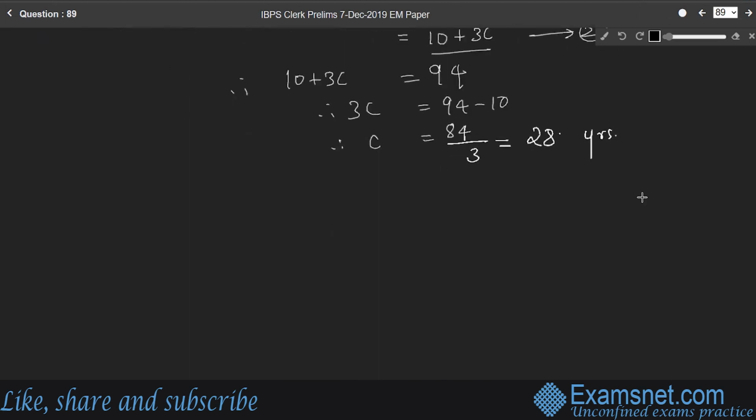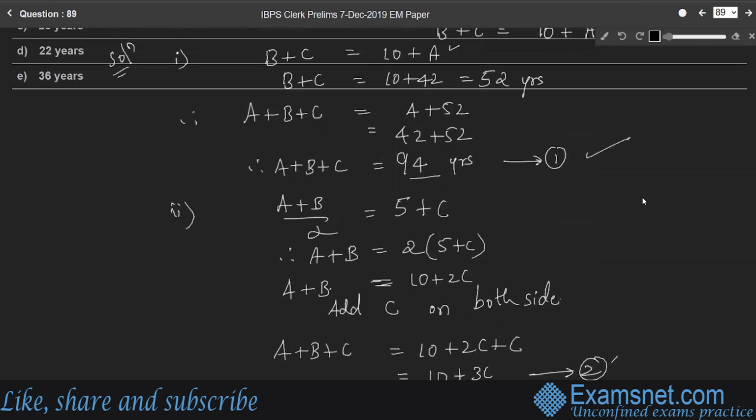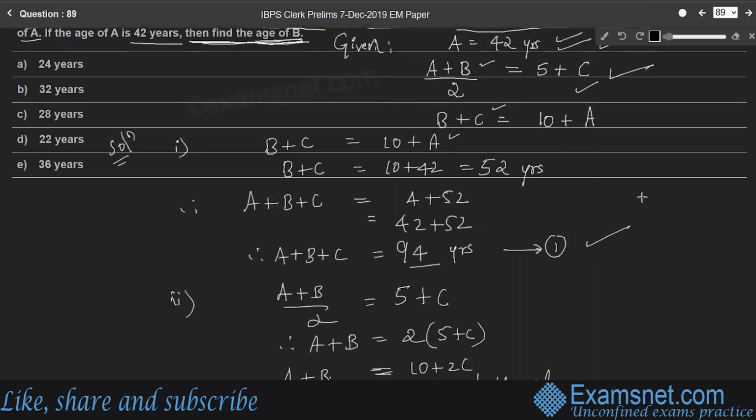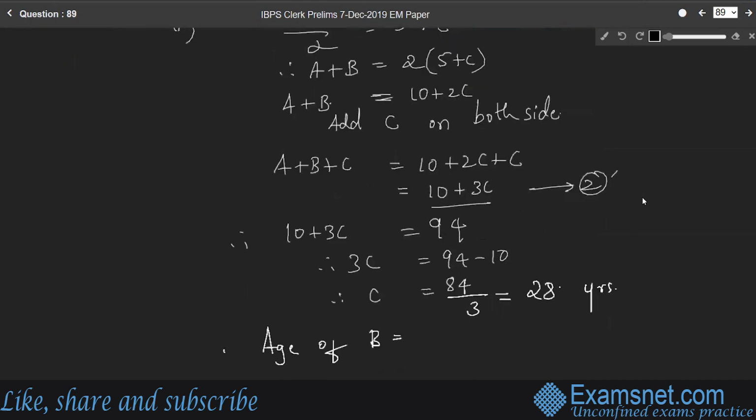you can consider any equation. So age of B becomes, so consider equation. So which equation you will consider? B plus C is equal to 52 years. Or B plus C is equal to 10 plus A. So any of the equation in which B and C are included.